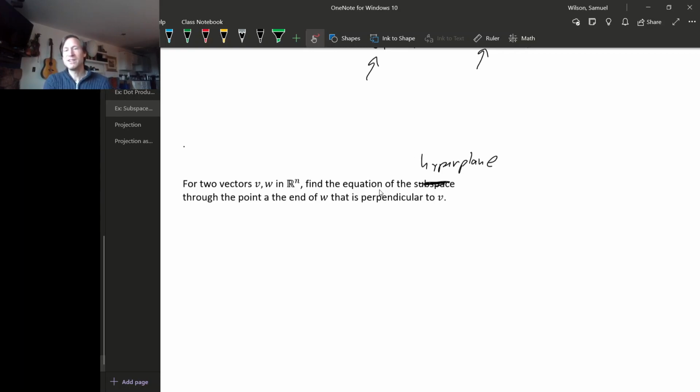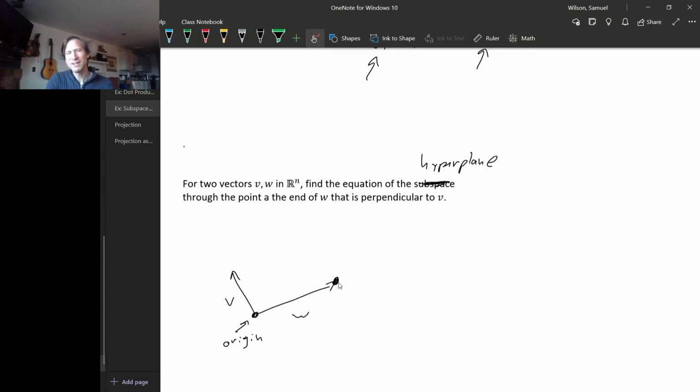What if we want to find the equation of a hyperplane through the point at the end of the vector w and perpendicular to the vector v? So if we have a vector v like this and a vector w like this, right? The origin is here. The end of the vector w is over here.